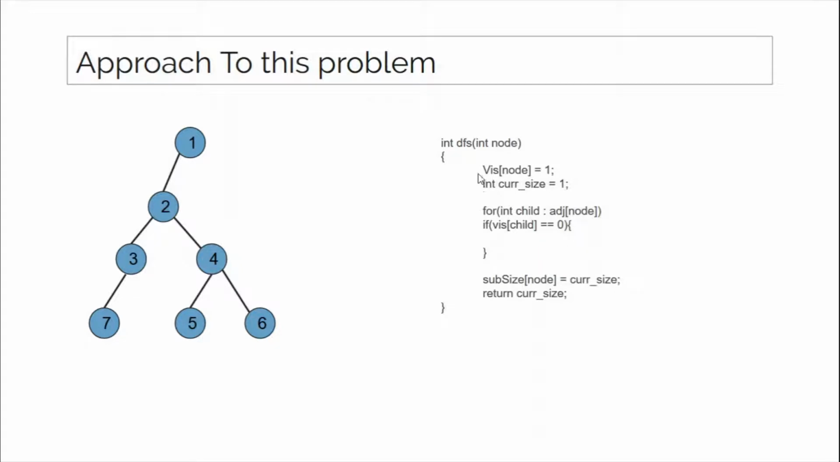First thing that we would always do is mark that node as visited. After marking that node as visited, we take the current subtree size as 1, because whenever you land on a node, that node itself is part of its subtree. So there must be at least one element in its subtree. That is why we initialize the current subtree size to be 1. After that, we traverse the adjacency list of that node, traversing each child.